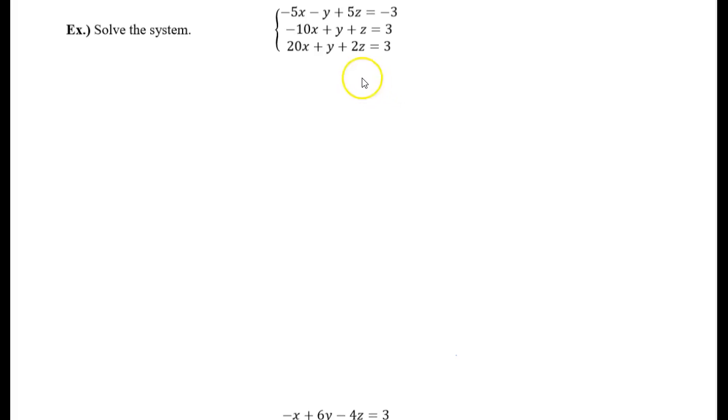So what does all that mean? Let's look at these. I'm going to go ahead and label these 3 equations as 1, 2, and 3. So this is equation 1, this is equation 2, and this is equation 3. The first thing we have to decide is which variable to eliminate. Technically, you could start with any of the 3 variables. Generally, there's going to be one that might be easier than the others.